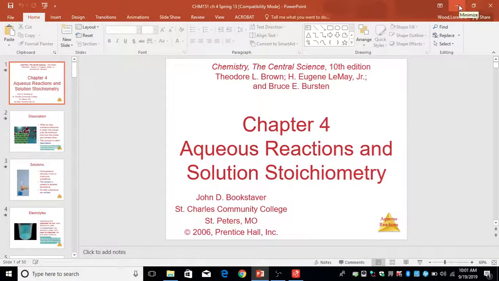On chapter 4, which is based on solutions in aqueous reactions, meaning stuff that happens in water. We did talk on Tuesday about both kinds of double replacement reactions. To quickly review, remember there's 3 driving forces for double replacement reactions. One of them is the insolubility of the products.